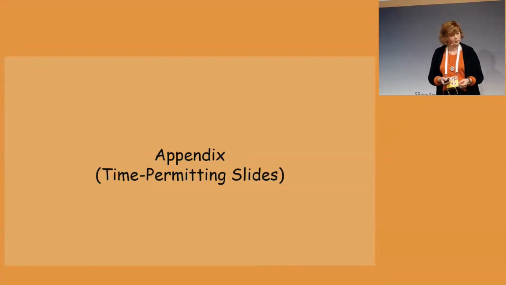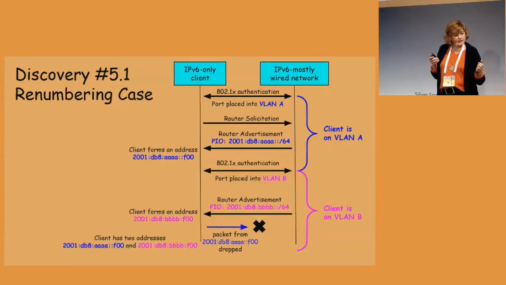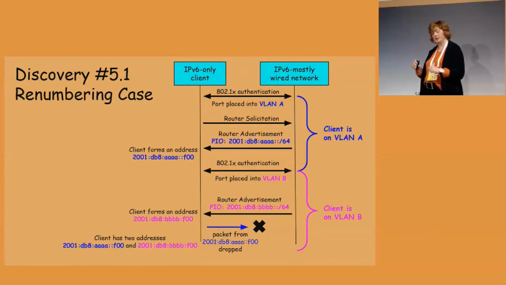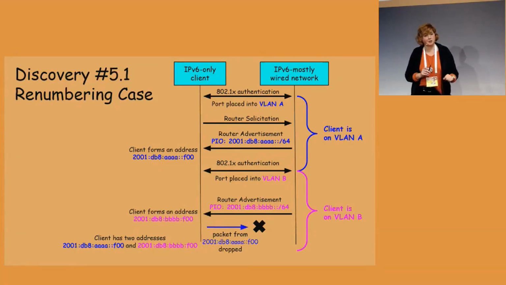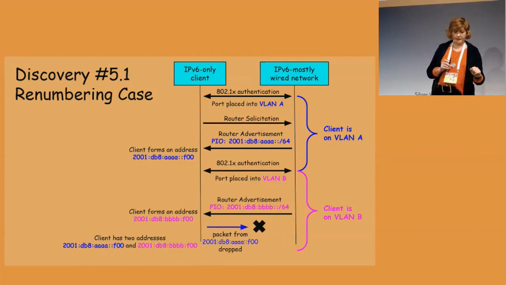Okay, let me go to my backup slides for this. Yes, so 802.1X. A desktop boots up and gets into, let's say, the machine VLAN. It gets an address from machine VLAN A. Then a user comes to the office, logs in, 802.1X authentication happens, and the device moves to another VLAN and gets an address from that VLAN. The old address stays.